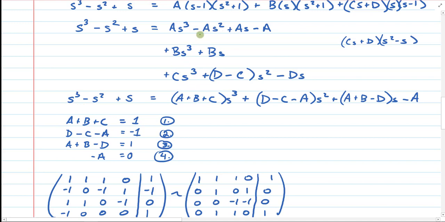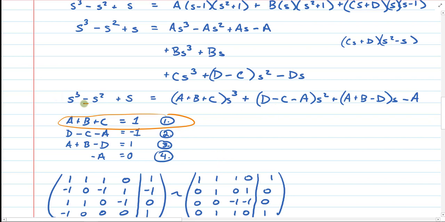I do the same thing for my s squareds. I've got a minus As squared and D minus Cs squared, and that gives me all of this. And likewise for the linear term and for the constant term. And so notice then we make the classic position argument where we say, hey, the coefficient in front of s cubed over here must be the same as the coefficient of the understood 1 s cubed here. So that's how I got my first equation.